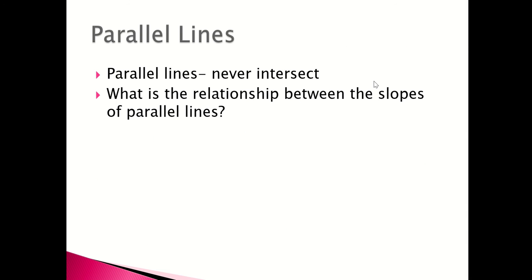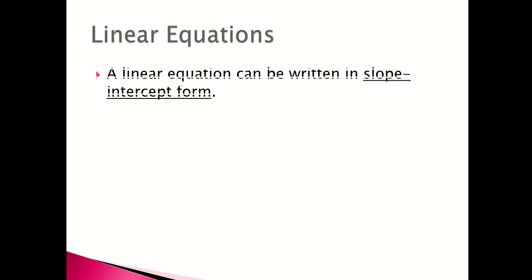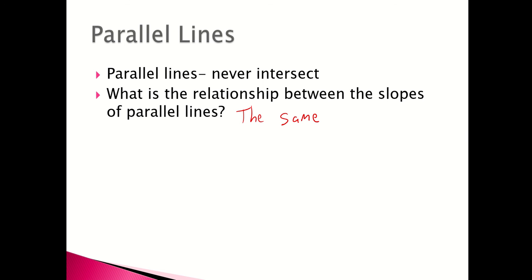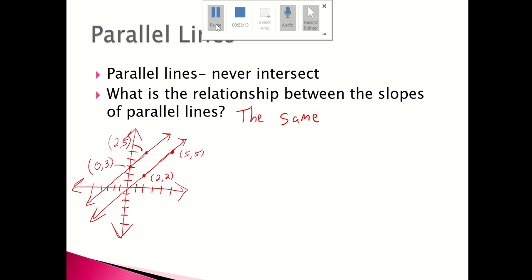All right, just a quick word on parallel lines. They never intersect. What's the relation between the slopes of parallel lines? They are the same. So for example, if we have two parallel lines, so here we have two parallel lines. One line crosses through 2, 2 and 5, 5. The other line crosses through 0, 3 and 2, 5. So let's find our slopes. You can do it using rise over run or algebraically. So pause the video now. Find the slope of these two lines.